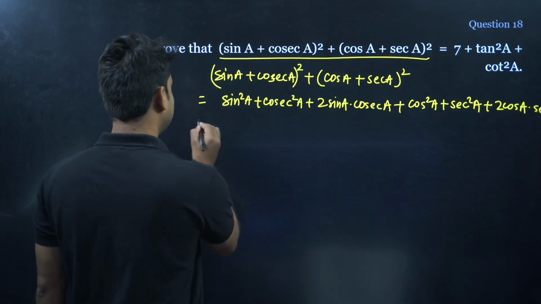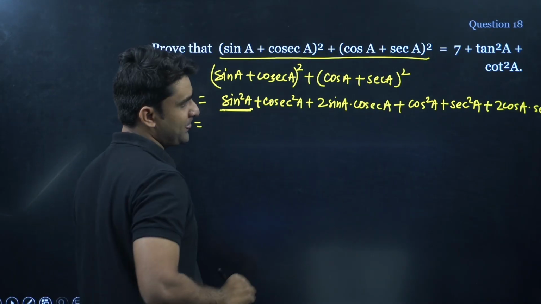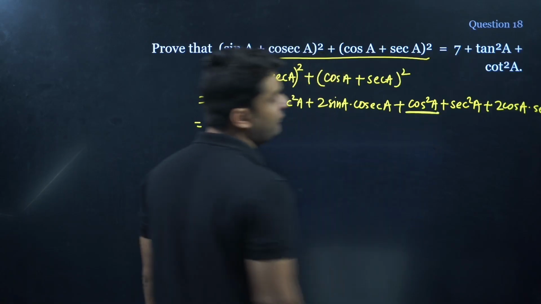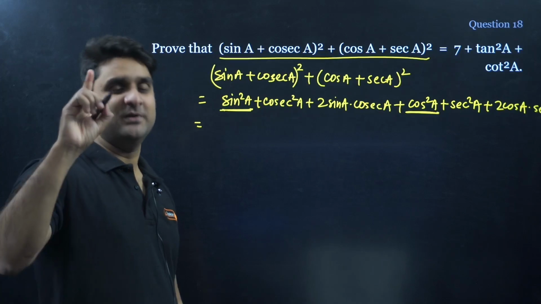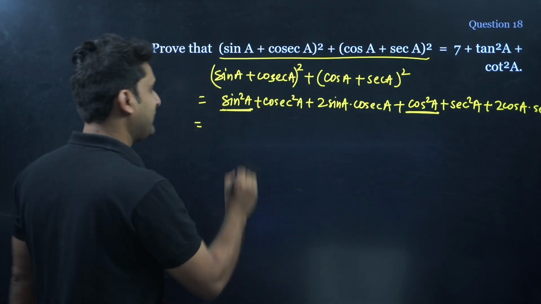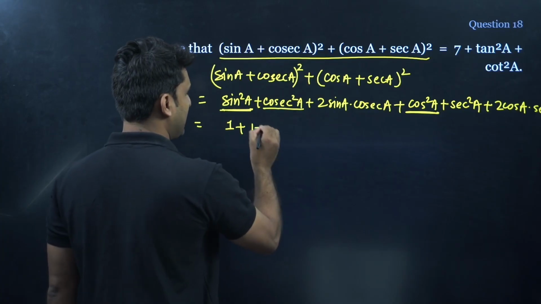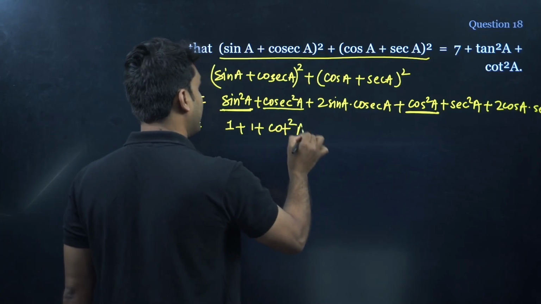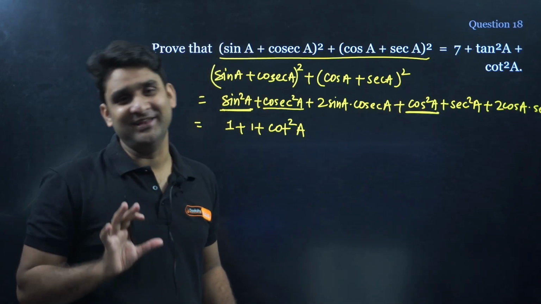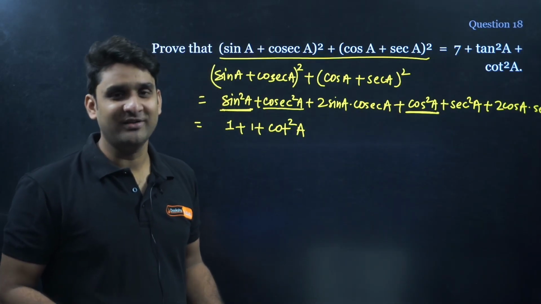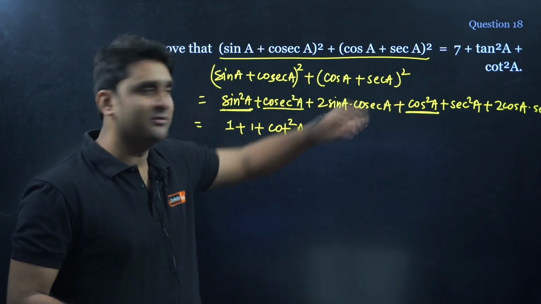Now my dear champions, this is very clear. Sin square A plus cos square A will give you 1. So we can combine and write 1. Plus this is cosec square A, which can be written as 1 plus cot square A. Why am I writing this? Because in the RHS, cot and tan are already there, so we need to convert everything in the form of tan and cot, because our ultimate goal is tan and cot.